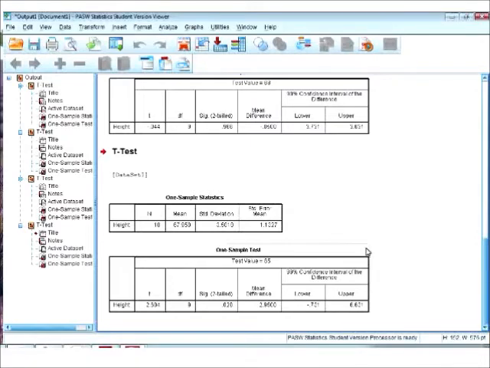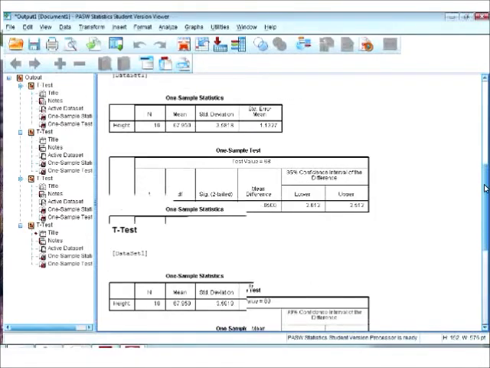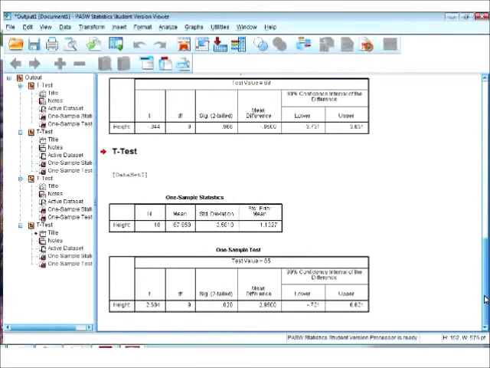Again, not much difference. Even based on this 0.029, which is now greater than our significance level of 0.01, we accept the null hypothesis that the average height of men in class is 65 inches. So you see how this makes a difference?